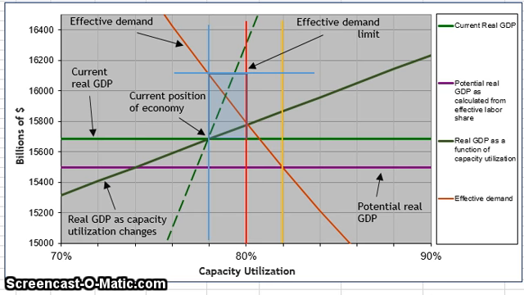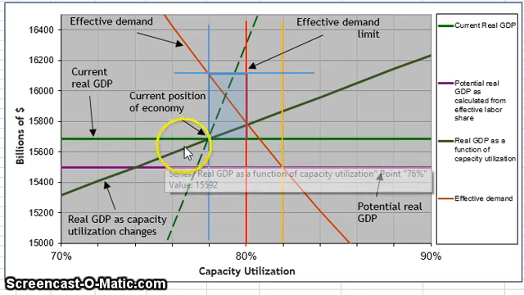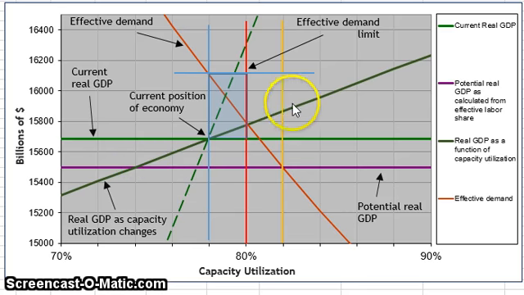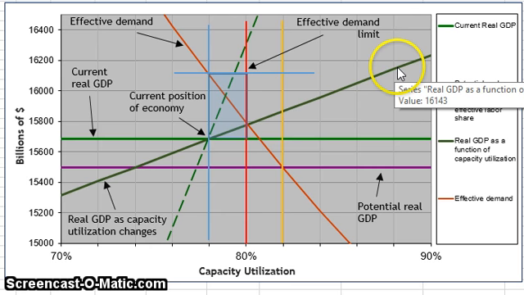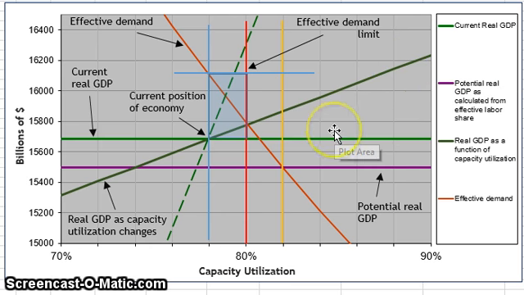So the graph that we're looking at here is basically GDP on the y-axis with capacity utilization on the x-axis. This line here is GDP increasing with increasing capacity utilization. So there are equations behind this line. I just want to talk about the chart.